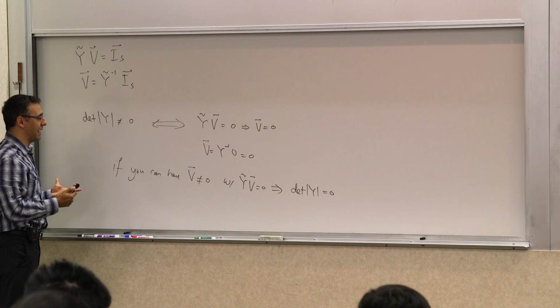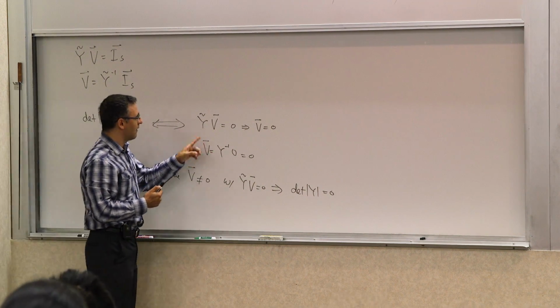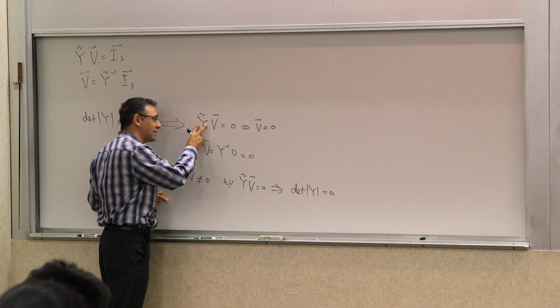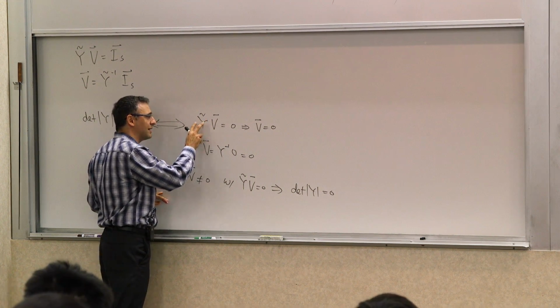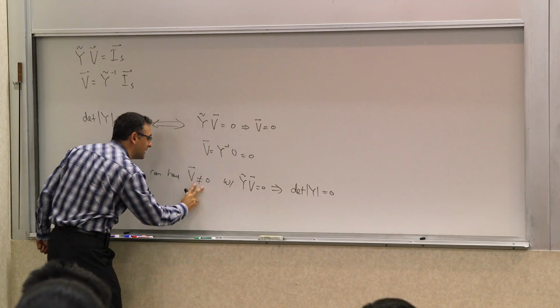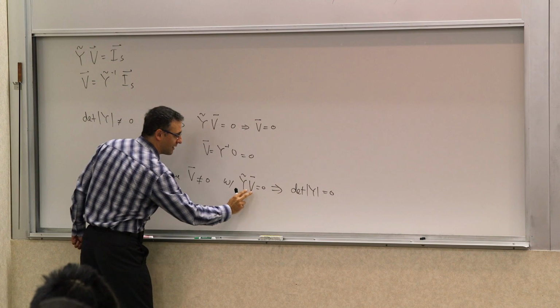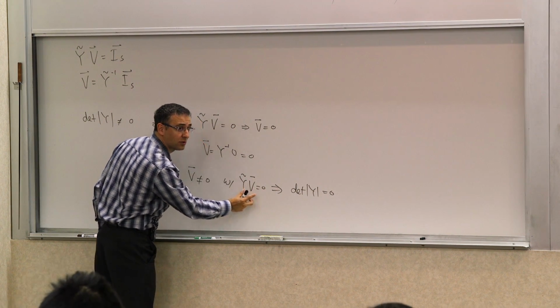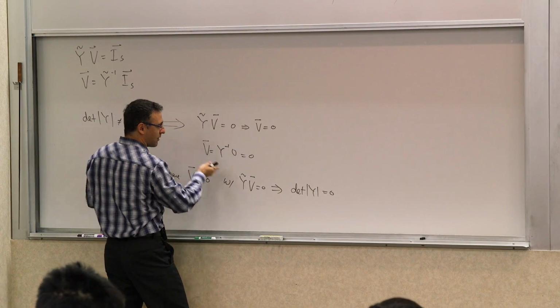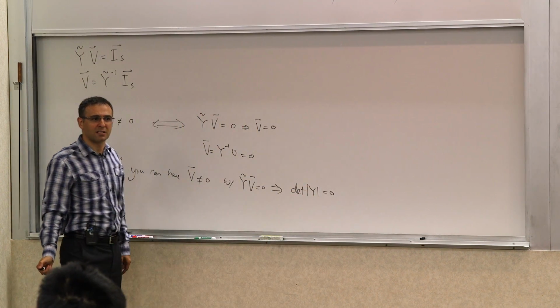I'm saying that the only way Yv can be 0, if this is invertible, the only way this is true is for v to be 0. And if v is non-zero, if there exists a non-zero solution to this equation, that means, therefore, this is the exact conclusion from this, that the determinant must be 0.